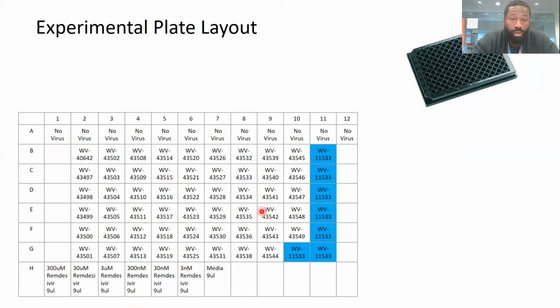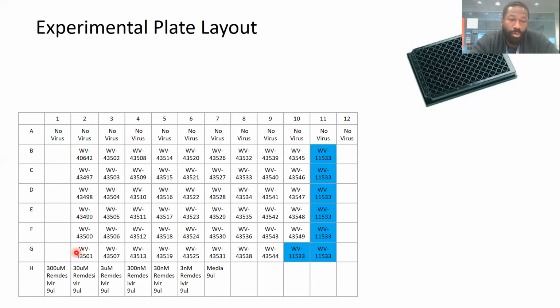So hopefully what would happen is, if the compound is effective, or if the piece of DNA is effective against the virus, you would see less virus in the well. If there's nothing stopping the virus, if the compound doesn't work, then the virus will have free reign to infect as much as it wants to.